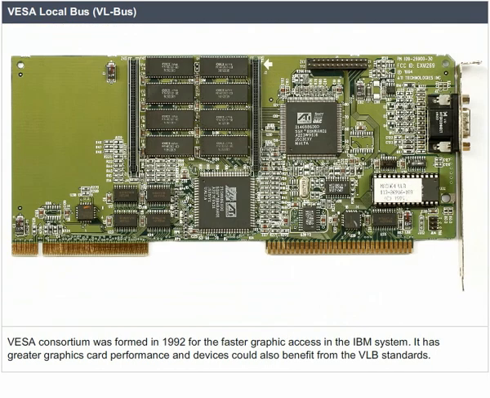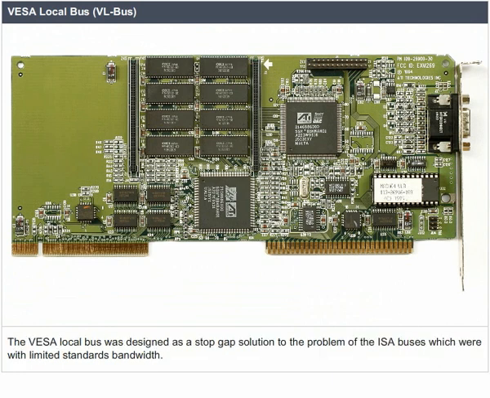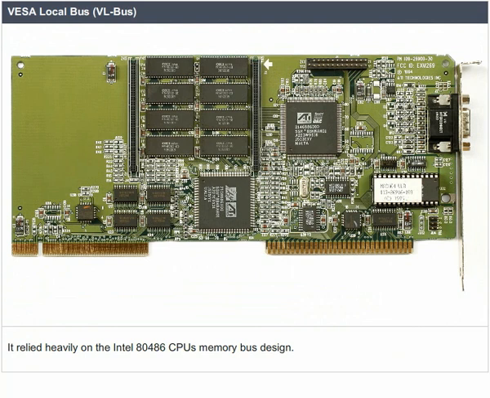The VESA Consortium was formed in 1992 for faster graphic access in the IBM system. It has greater graphics card performance, and devices could also benefit from the VLB standards. The VESA Local Bus was designed as a stopgap solution to the problem of the ISA bus, which had limited bandwidth. It relied heavily on the Intel 80486 CPU's memory bus design.